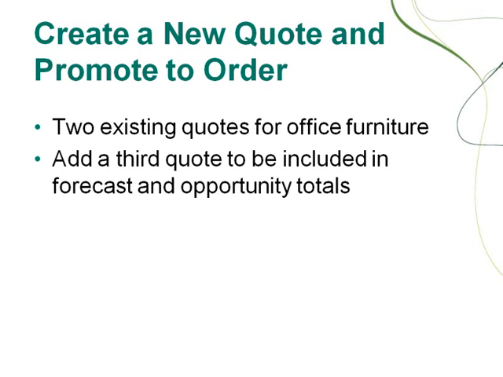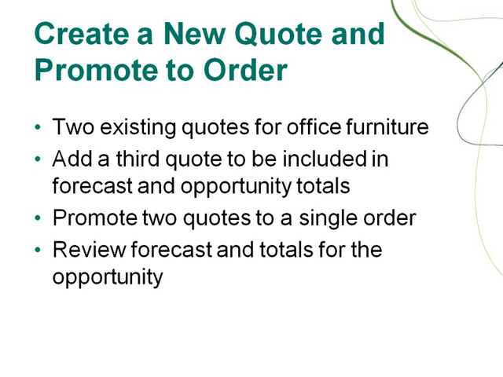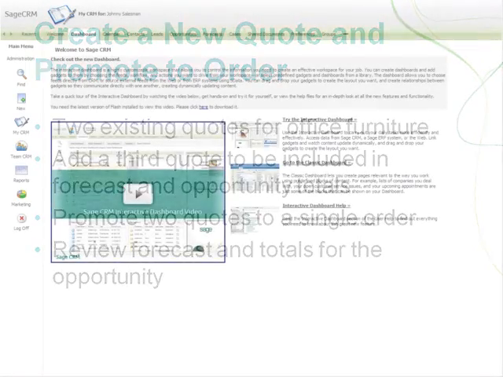Now you want to create an alternate quote for chairs, this time offering a 5% discount if he upgrades to a premium model. You want to include this new quote in your forecast and totals for the opportunity, replacing the previous quote for chairs. After the customer chooses a quote for chairs, you'll select multiple quotes for this opportunity and promote them to a single order. And throughout the process, you'll keep the forecast and totals for this opportunity accurate and up to date.